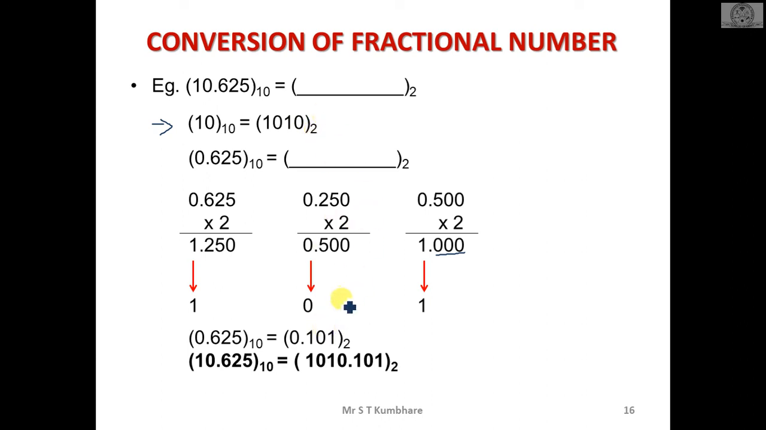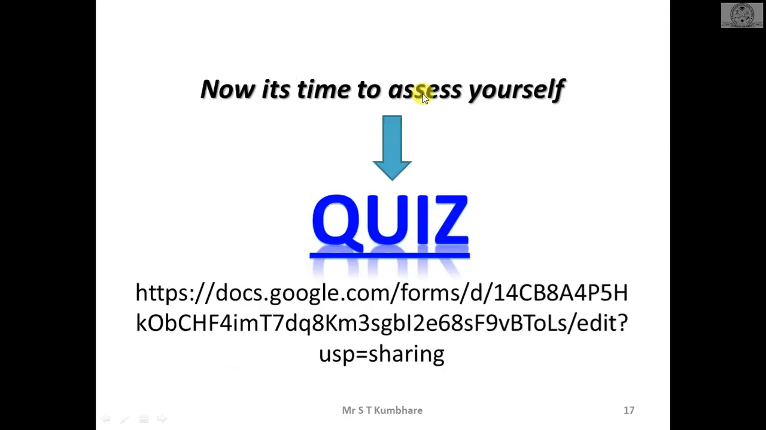So by clubbing we'll get 1010.101. So like this you can convert from decimal to binary in fractional numbers. Similar thing you can apply in octal or hexadecimal conversion also. Let's go to the next slide.